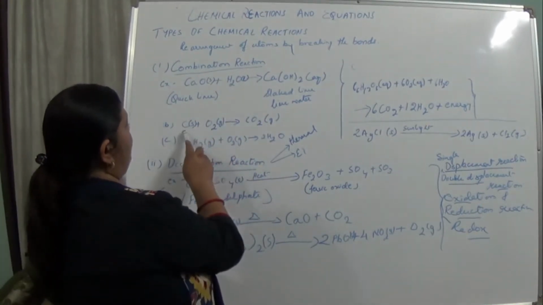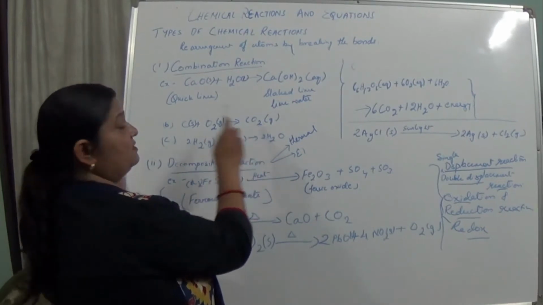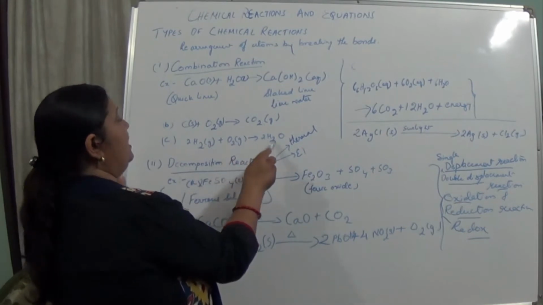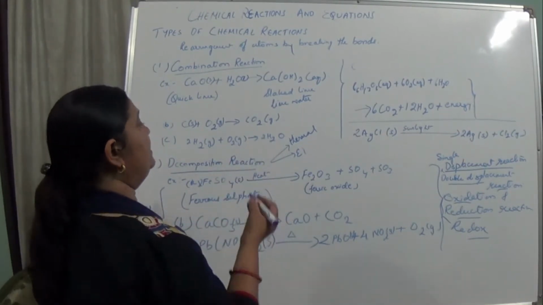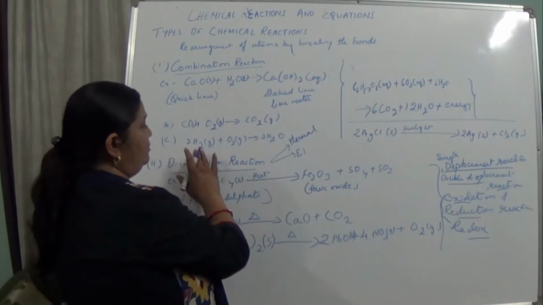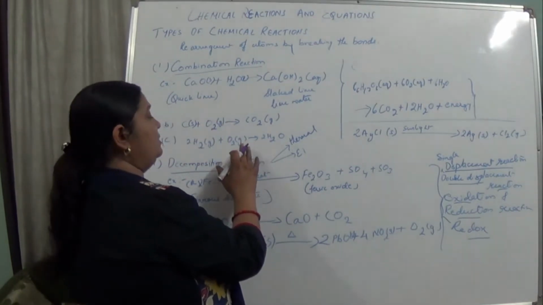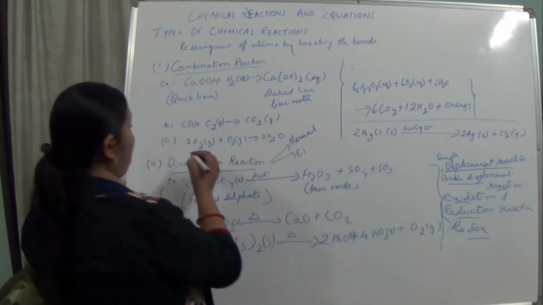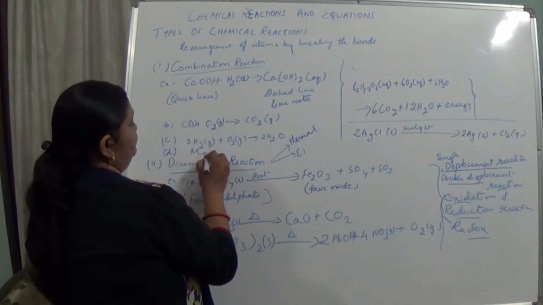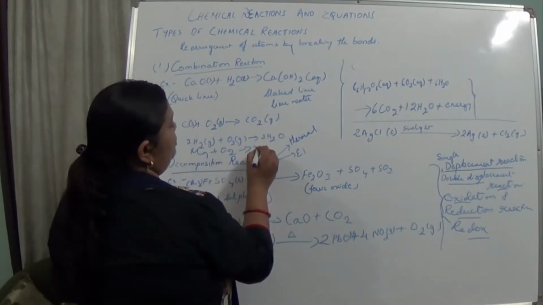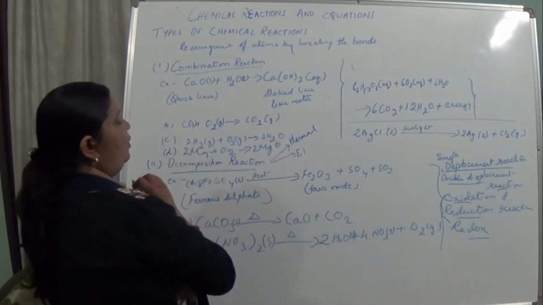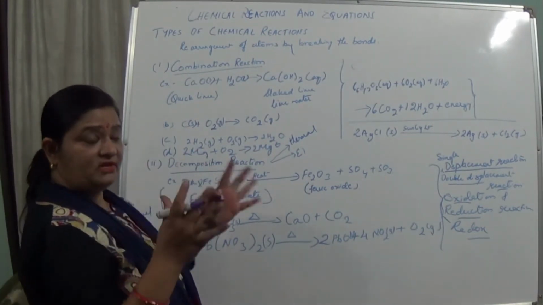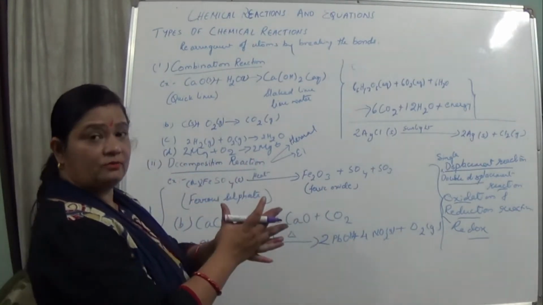Here carbon plus oxygen forms carbon dioxide, which is also an example of a combination reaction. Hydrogen plus oxygen forms water. This is also a combination reaction because hydrogen in the gaseous form is combining with oxygen in the gaseous form to form water. Even the simple example of Mg plus O2 gives 2MgO is also a combination reaction. So in a combination reaction, substances combine to form a single product.